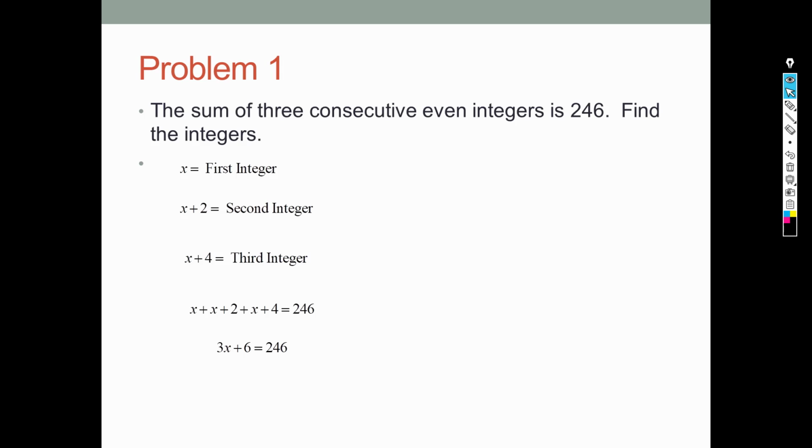Okay, 3x plus 6 is equal to 246. And then, of course, we're going to subtract 6 from both sides. Okay, that'll give us 3x is equal to 240, and then divide by 3.